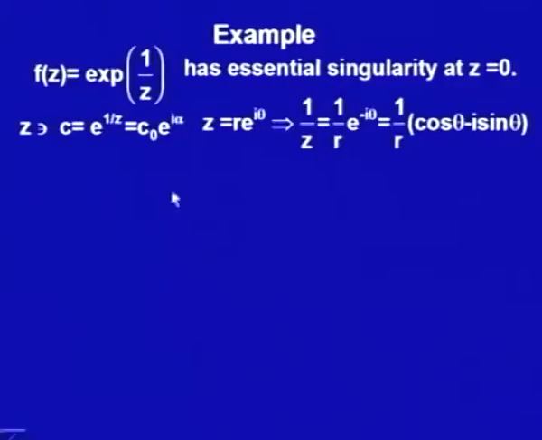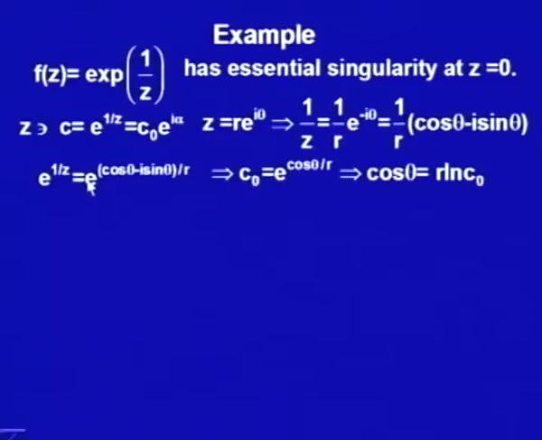So, now let us come to e to the power 1 by z. I could write it as e to the power (cos theta minus i sin theta) upon r. Now, break it into parts, because we want e to the power 1 by z to be the constant c, which I am writing as c naught e to the power i alpha. So I would try to find out what is the real part, what is c naught, and what is e to the power i alpha. Rewriting it, I would get c naught as e to the power cos theta by r, times e to the power minus i sin theta by r.